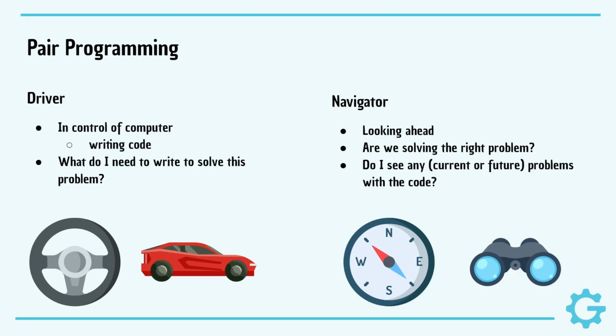The second role is the navigator. This person's role is to be a second set of eyes to help with errors and think of the bigger picture of what's going on. They might ask questions like, are we solving the right problem? Or what issues might arise in the present or the future with the code that's being written?